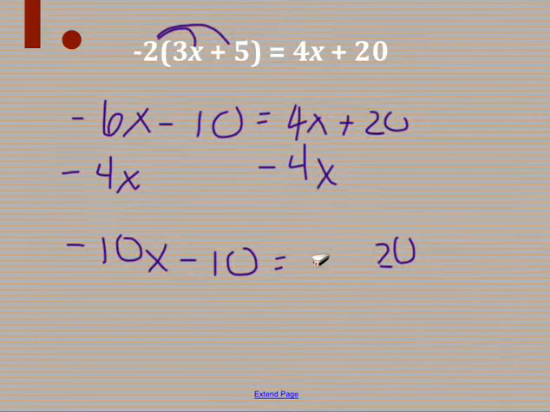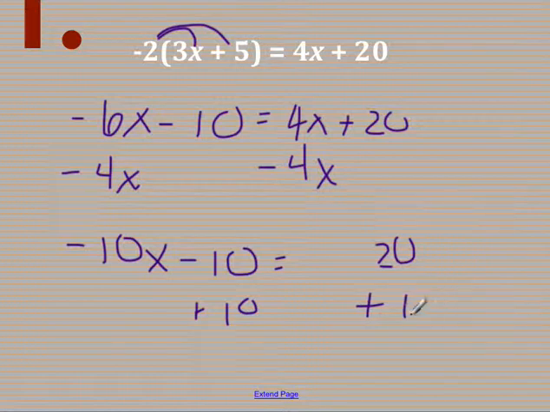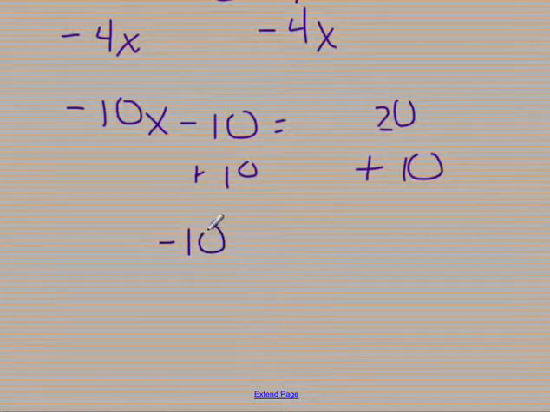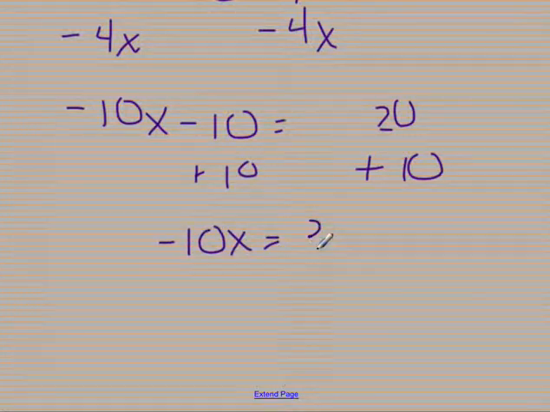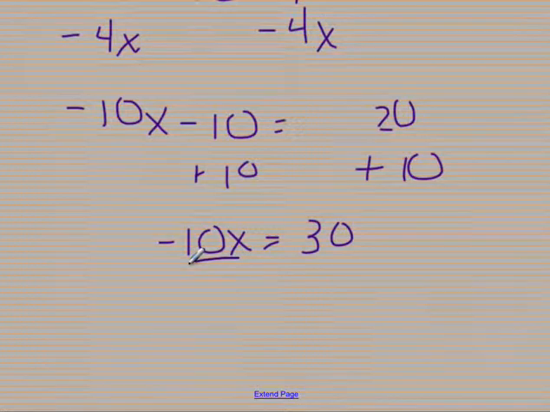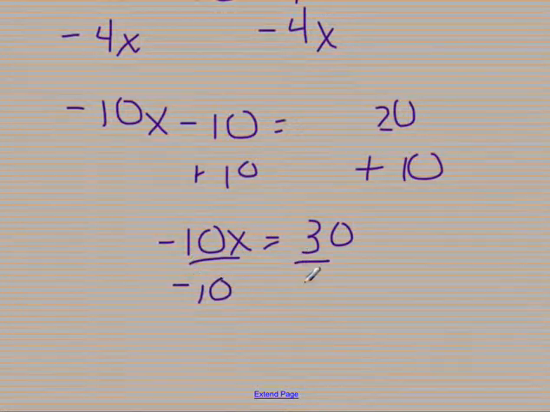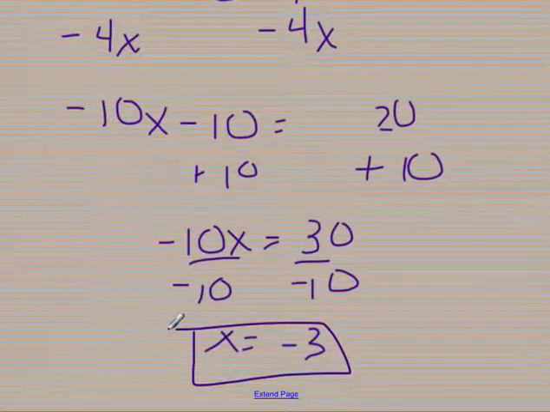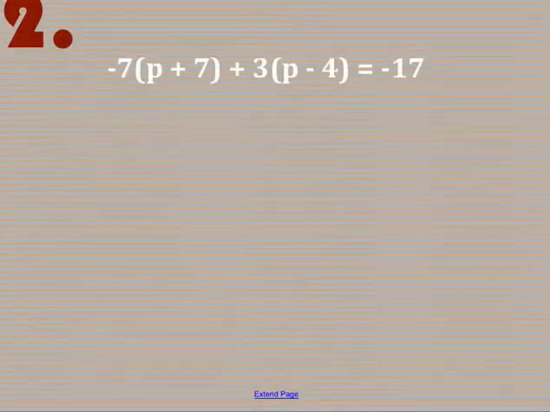Now I want to bring that 10 over to the other side. Since that 10 is being subtracted, I'm going to add 10 to both sides. Then I get negative 10x, and 20 plus 10 is 30. That 10 is being multiplied by the x, so in order to get rid of it, I need to divide both sides by negative 10. And then I end up getting that x is equal to negative 3. That's my final answer for number 1. Let's take a look at number 2.